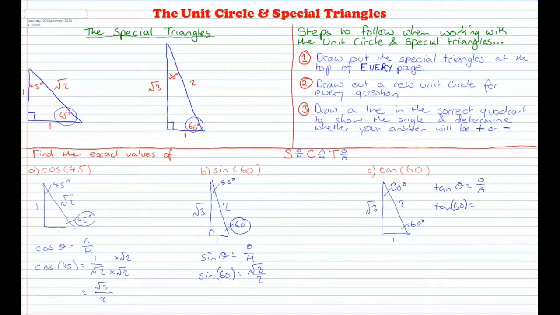is equal to opposite, well, let's have a look at our 60. Our opposite is going to be our root 3 over our adjacent, which is 1. Now root 3 divided by 1 is equal to root 3. Therefore tan of 60 is equal to root 3.